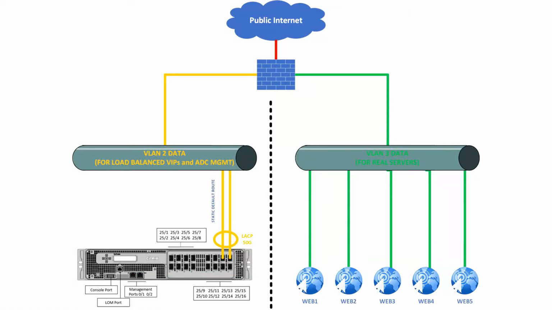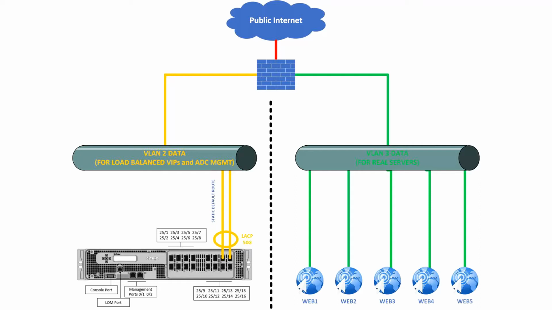Option 1, we can simply remove the physical cable connection between the management interface on the ADC and the internal network. This requires us to change the management address of the ADC, also known as the NSIP, to an address in the VLAN 2 network. So something in 192.168.2.0/24. So this would turn the ADC architecture into a true one-arm configuration.